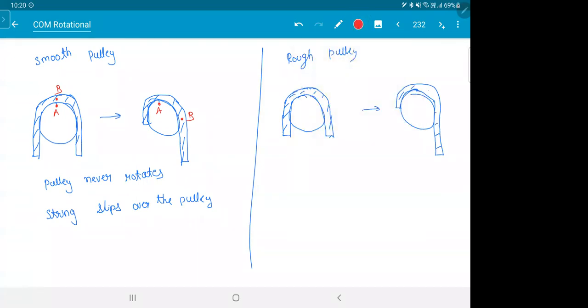This is how it looks. So if this is B, this was A. Now A also will come here, B also will come here. Did you see A actually is rotated? That's why you are getting alpha here. So the pulley rotates, and there is no slipping.